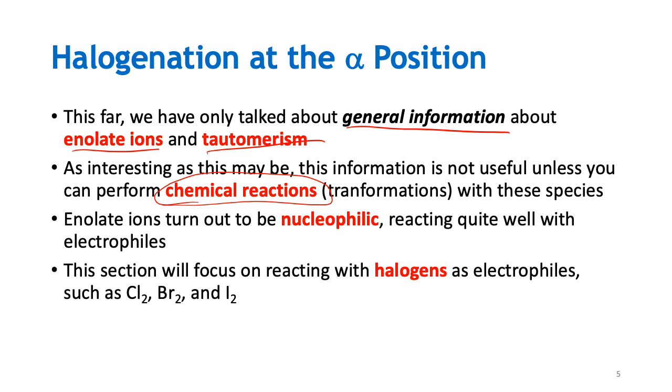As it turns out, enolate ions and related species are nucleophilic, meaning that they do the attacking towards electrophiles. And this section, as we conclude this chapter, will focus specifically on chlorine, bromine, and iodine reactions, so halogenation reactions. Okay, so let's just quickly recap what an enolate ion might look like.